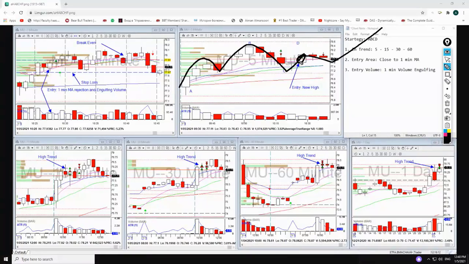So yeah, I would have avoided this trade. We discussed exactly this trade right here. So I would have avoided this one unless we made a W shape right there.